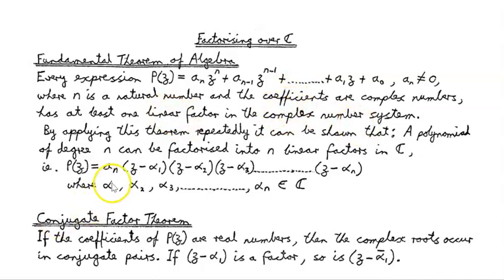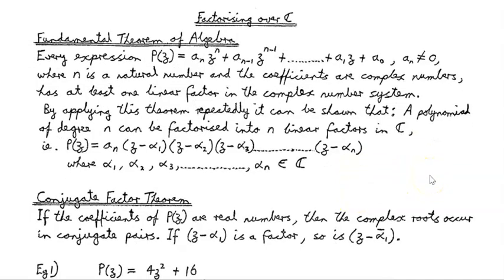Okay, and by applying this theorem repeatedly, it can be shown that a polynomial of degree n can be factorized into n linear factors in the complex number system, so that p of z can be written a_n times (z minus alpha 1) times (z minus alpha 2) times (z minus alpha 3) all the way to (z minus alpha n), where alpha 1, alpha 2, alpha 3 all the way up to alpha n belong to the complex numbers.